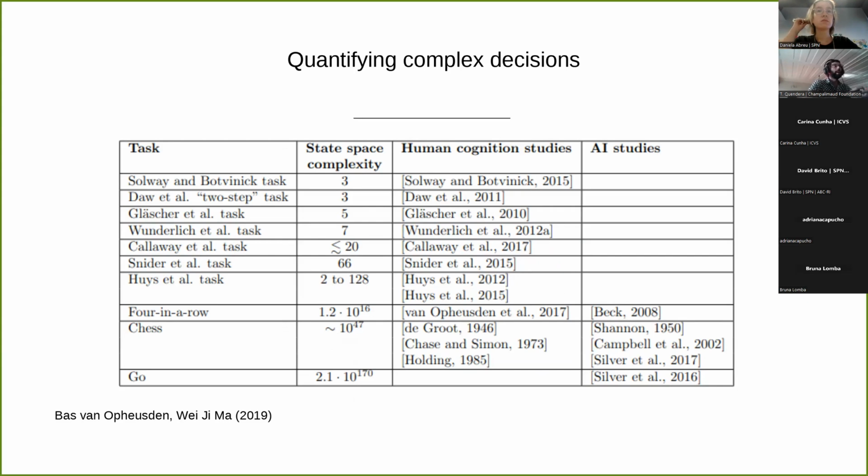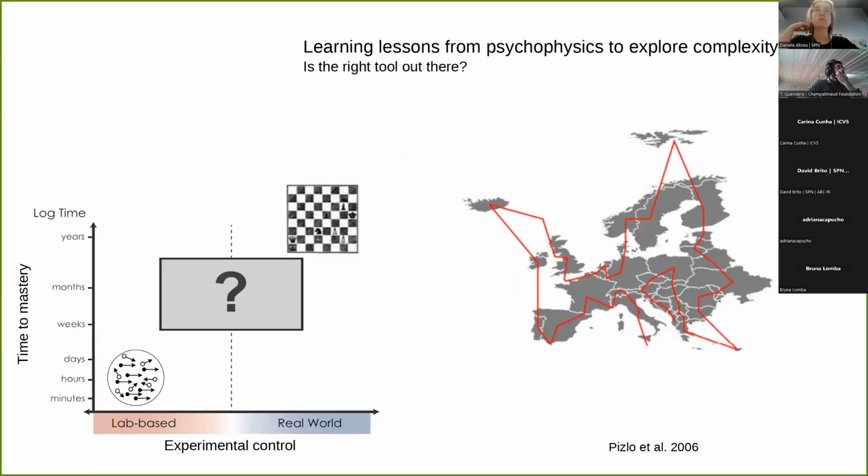That's what they did, and they showed that most studies done to study human cognition have been done with significantly small state spaces, as you can see on the second column. However, most of the AI studies have been done on state spaces that are extremely complex. This makes it so that there's a hole and a big leap between the human cognition literature and the AI literature that we were curious to see if we could explore.